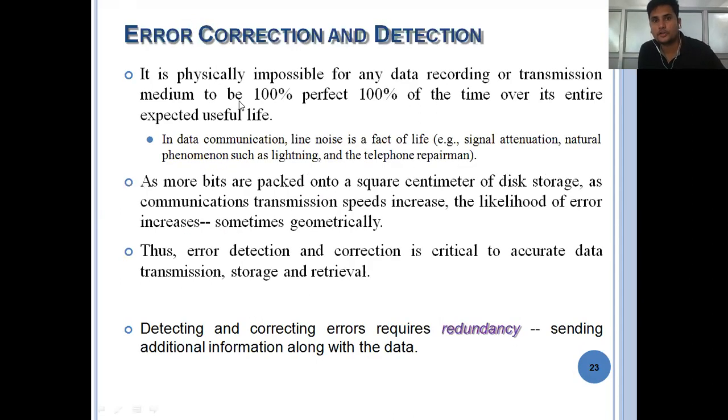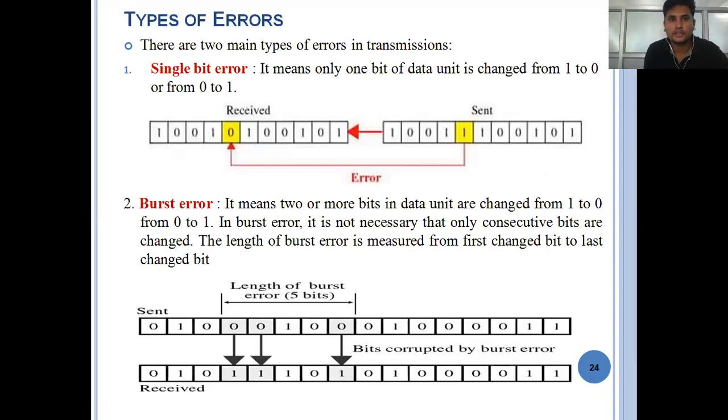Now we are moving to error correction and detection techniques: how we identify the errors and how we detect those particular errors. To detect the errors, we send some duplicate data, that means some redundant data, along with the original data to identify the errors. That is what we discussed in the past video.